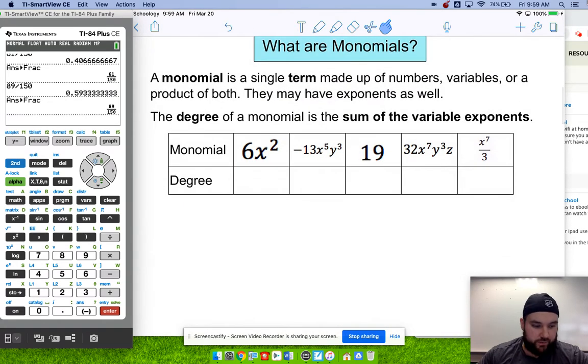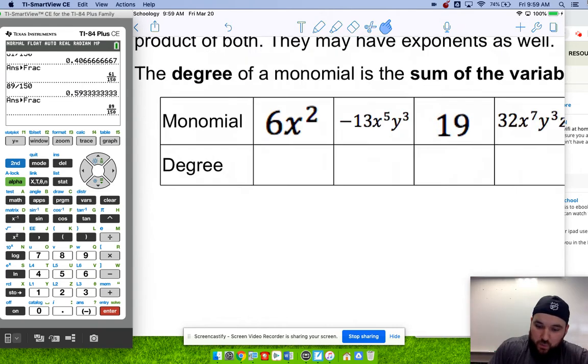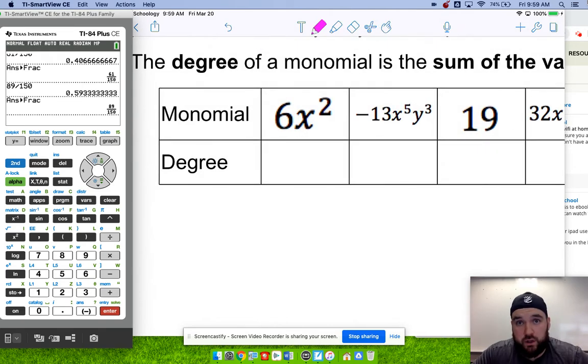Let's get into a little bit of vocab here real quick. A monomial is just another name for a term. Mono means one. It can be a number, a variable, and its exponents. For example, 6x squared is a monomial. It's the same thing as a term.